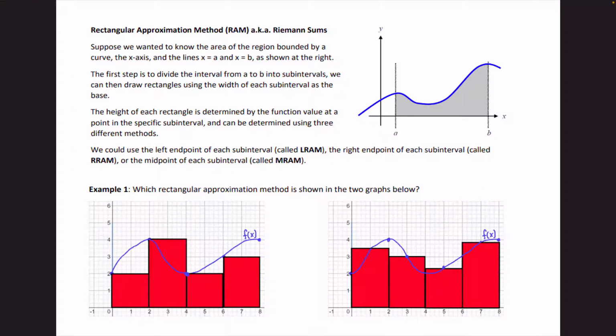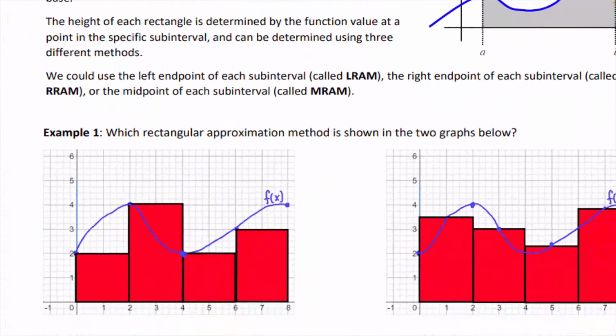There are 3 types of rectangular approximations. There are three different ways to use rectangles to approximate. The first way is left rectangular approximation, called LRAM, left rectangular approximation method. The next one is right rectangular approximation method, and then the last one is middle rectangular approximation method. They're all very similar except for their endpoints, or midpoint, right?